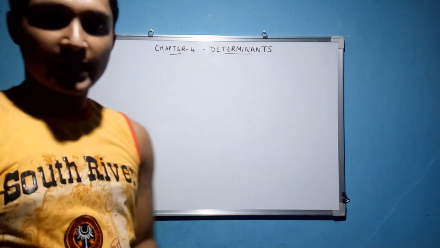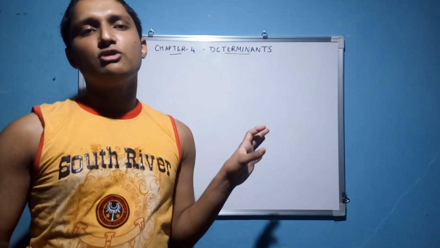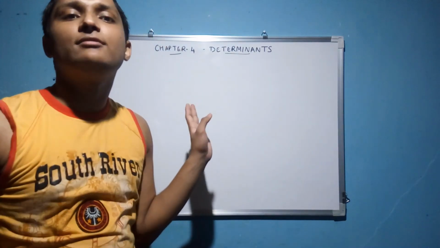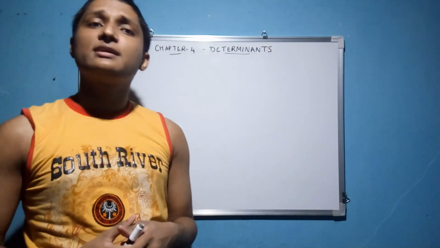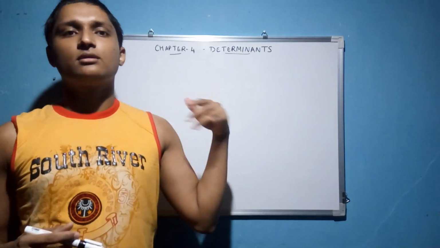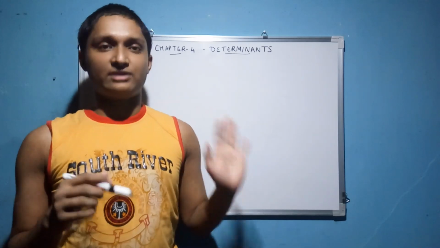Now we have a new chapter, that is chapter 4, Determinants. As a unit, matrices and determinants are related, so we are going to deal with matrices also in this chapter. So first of all, what is a determinant? Since it is connected to matrices, we are going to have some matrix.